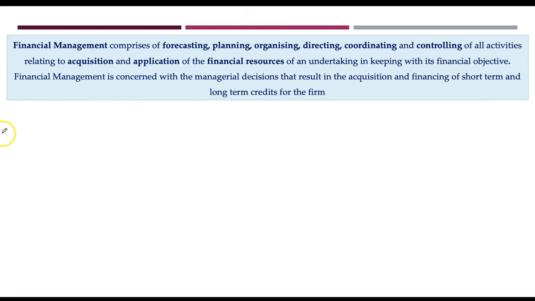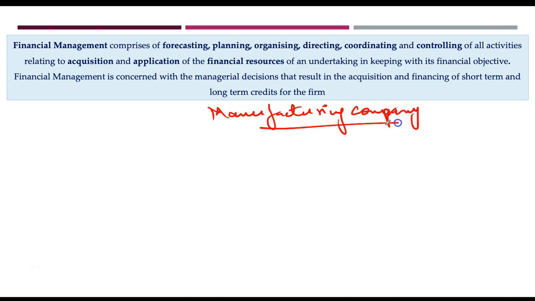Now we'll take the example of a manufacturing company. Let's say you want to start a manufacturing organization, and we will see how much money you will need, where and how you will procure it, and what the different aspects related to financial management and your subject are.